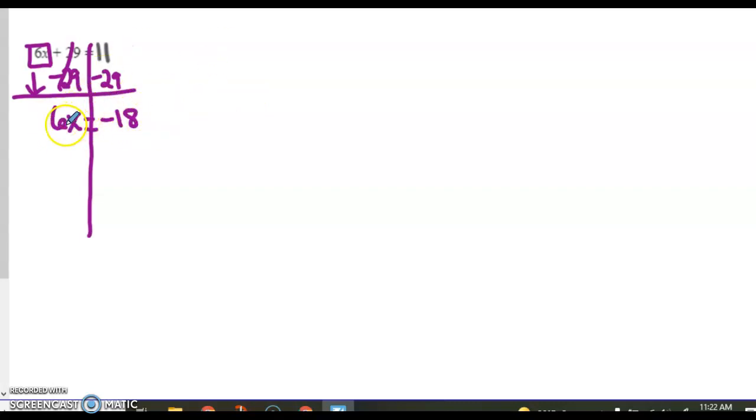And then I need to get rid of the 6. I'm multiplying by 6, so the opposite is to divide each side by 6. And negative 18 divided by 6 is negative 3.